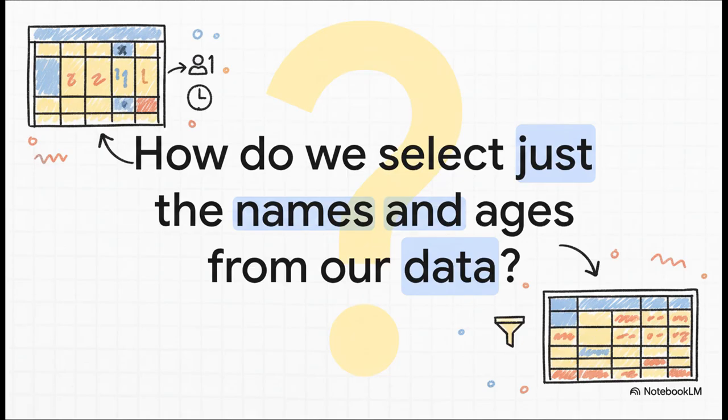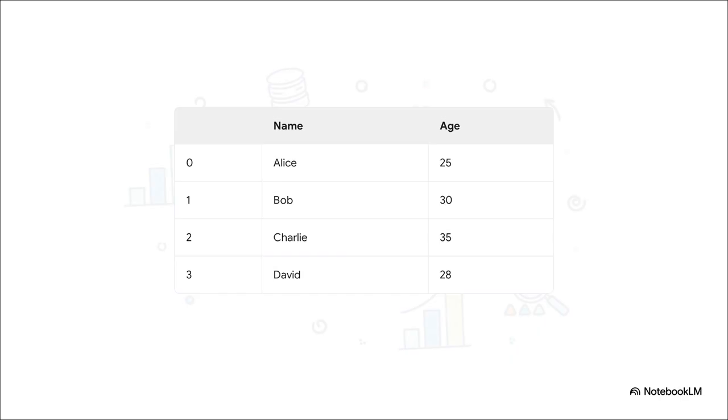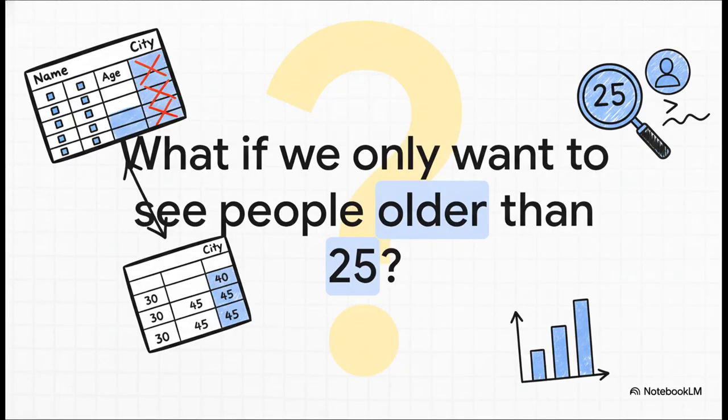So let's imagine we have a bigger set of data, with maybe names, ages, and also cities. A really common first question you might ask is, hey, what if I only care about the names and ages? I want to just ignore the city column for now. And with Pandas, doing that is incredibly simple. You literally just tell it the names of the columns you're interested in, and bam, Pandas hands you back a brand new, smaller data frame. Just like that, the city column is gone, and we can really focus in on the relationship between name and age.